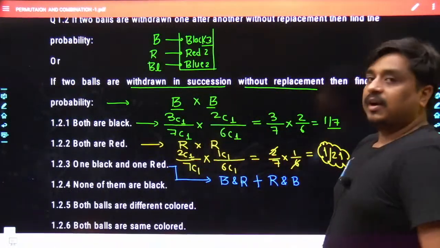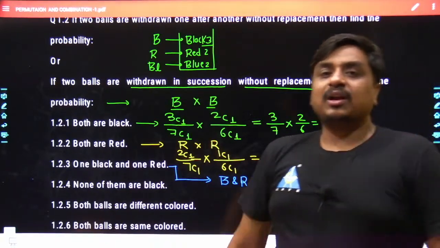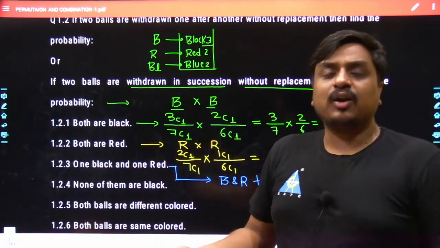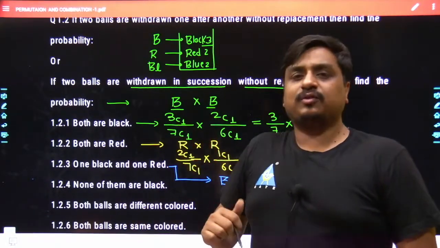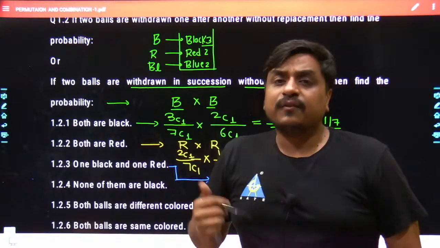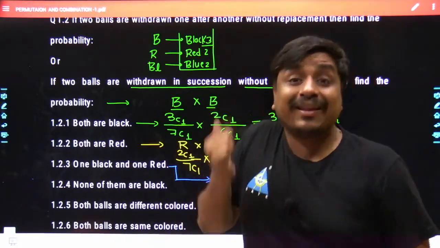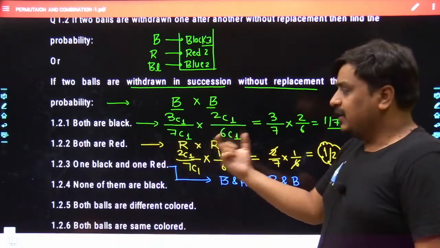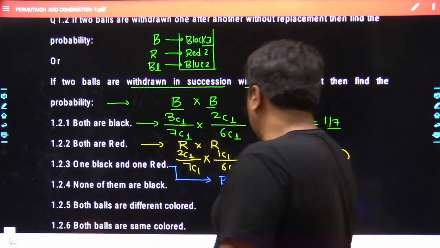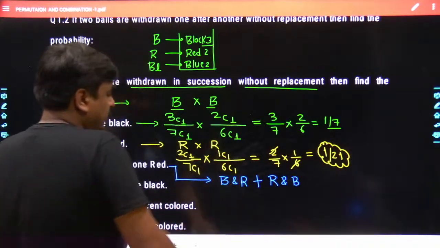1 black and 1 red. Here it has not been clearly said whether the first ball has to be red or whether the first ball has to be black. If the first ball has been red, the second ball has to be black. That's well and good. And if the first ball has been black, the second ball has to be red. That means both of the sequences have to be covered while taking its probability. May I know how it would get calculated?